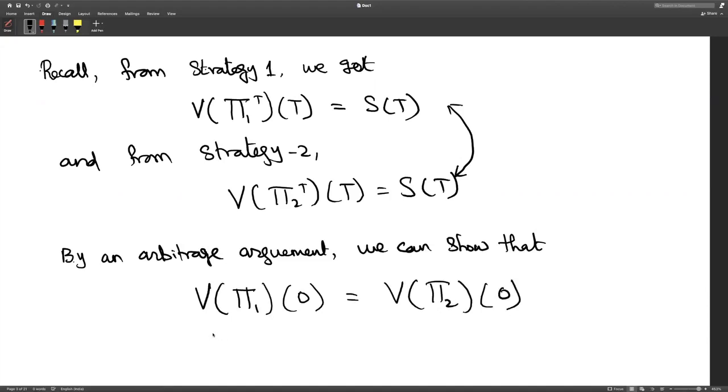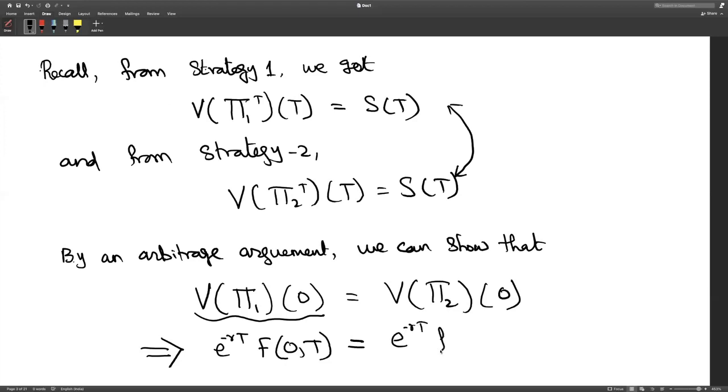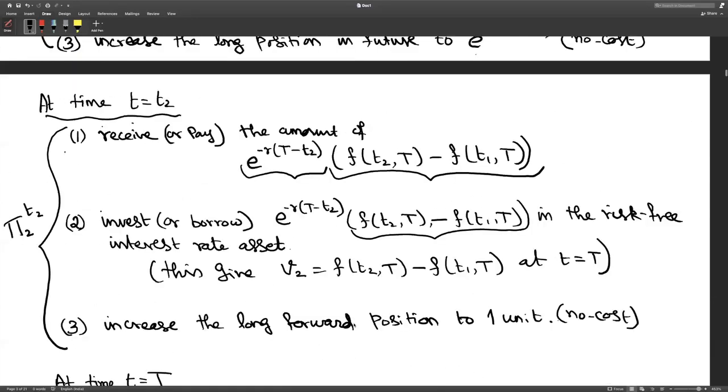Okay, remember initially how much we put? We put e to the power of minus rT into F(0, T) in the forward strategy, and in the future strategy we have put e to the power of minus rT into F(0, T). How? Let us recall. In the forward strategy, what did we do?